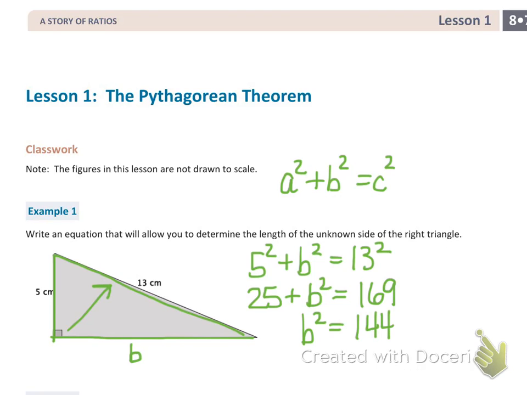Okay, so this gets us to b squared equals 144. 144 is a perfect square. I know 12 times 12 equals that. So I know that b is exactly 12 centimeters.